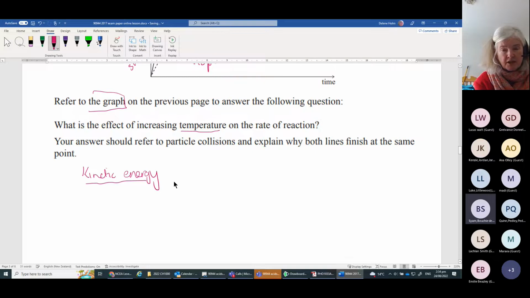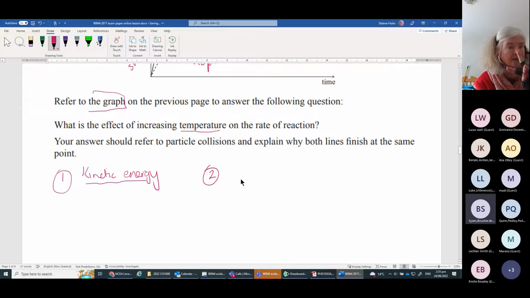And if they're moving faster, kinetic energy is the name of the energy we use for something that is moving. Okay, so if you are increasing the temperature, you're increasing the speed of the particles, and therefore they have a greater kinetic energy. So make sure you link that together. Which also means that they have a higher probability of having a successful collision because they're moving around faster.